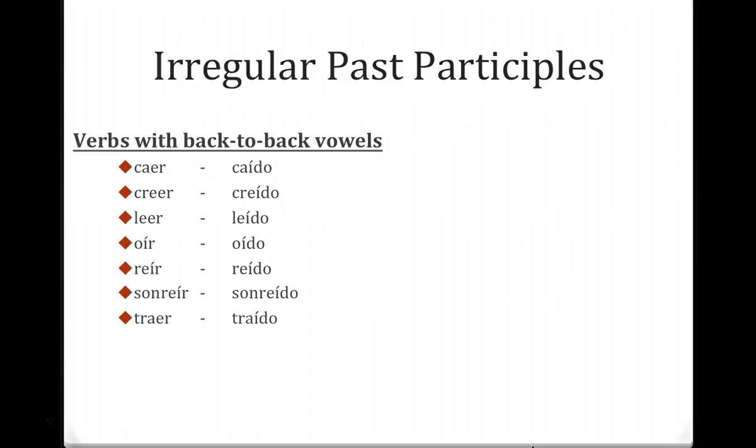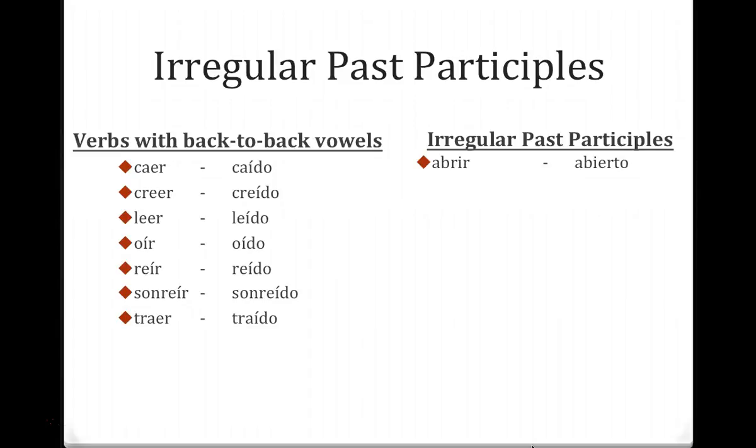So to say fallen, like I have fallen, yo me he caído. Or I have believed, he creído. I have read, he leído. I have heard, he oído. I have laughed, he reído. I have smiled, he sonreído. I have brought, he traído. The next group of irregular past participles don't really follow any kind of a pattern, so you'll just need to memorize these.